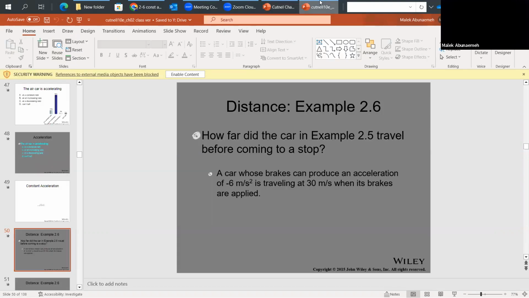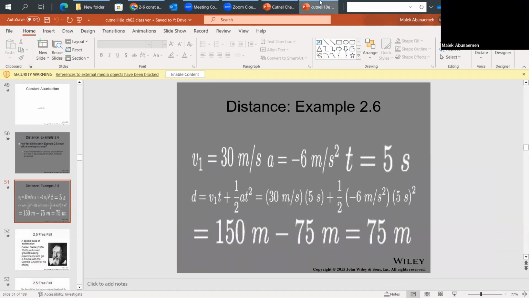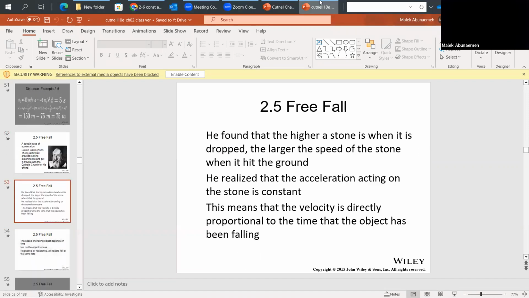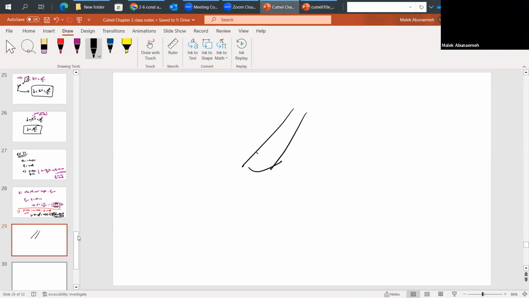Now, when something goes through the air and should go in free fall, we have a case of something called gravity. One of the first people that acknowledged gravity is Galileo Galilei, who performed his experiments and actually got in trouble with the Catholic Church. Basically, what he did, he went down to the Pisa Bridge, and let me go ahead and draw the Pisa Bridge.